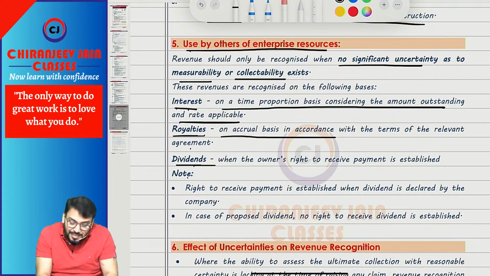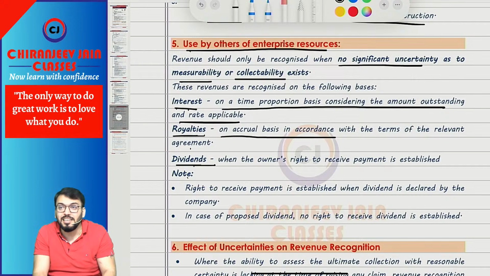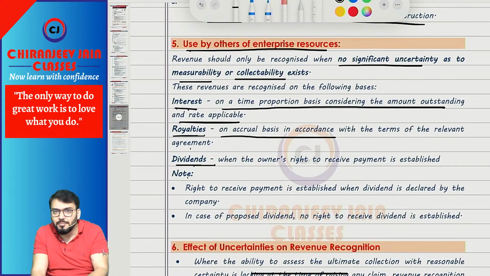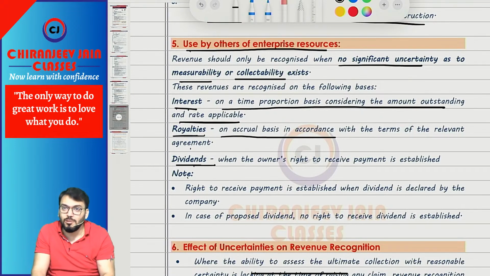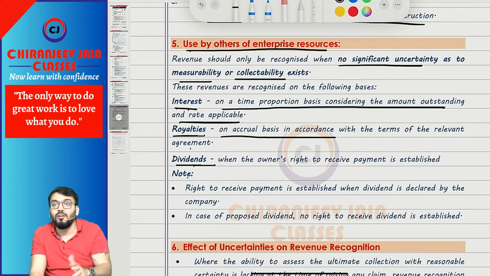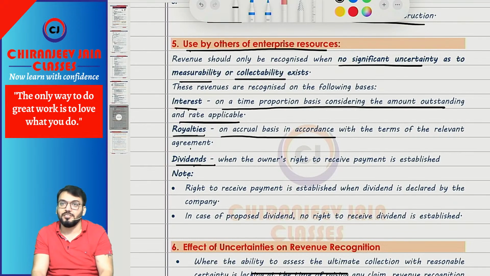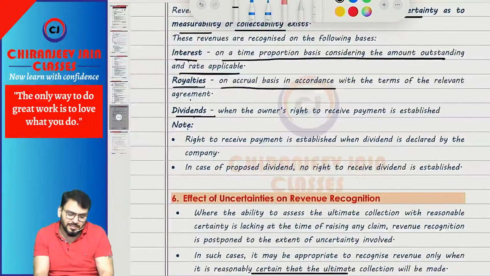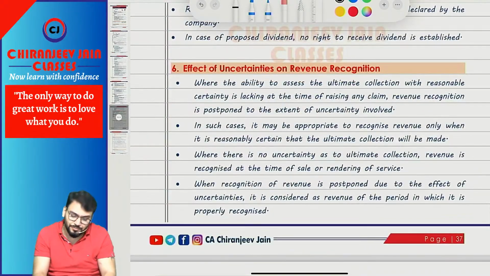Dividend income is recognized when the right to receive dividend payment is established, meaning when the dividend is declared. Now we know that final dividend is declared on approval of shareholders, and interim dividend is declared on approval of the board of directors. Understood? This is very simple. I think you have understood.